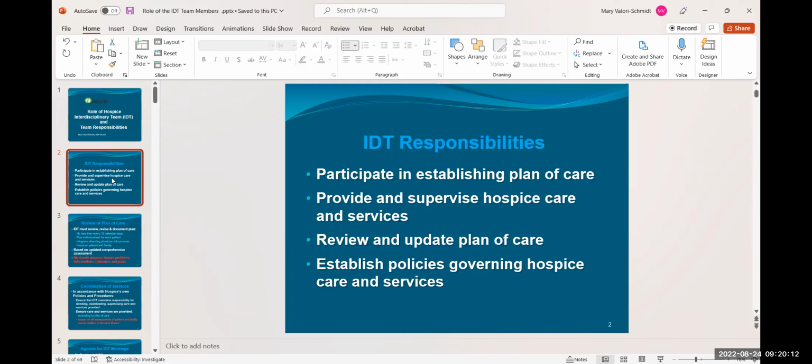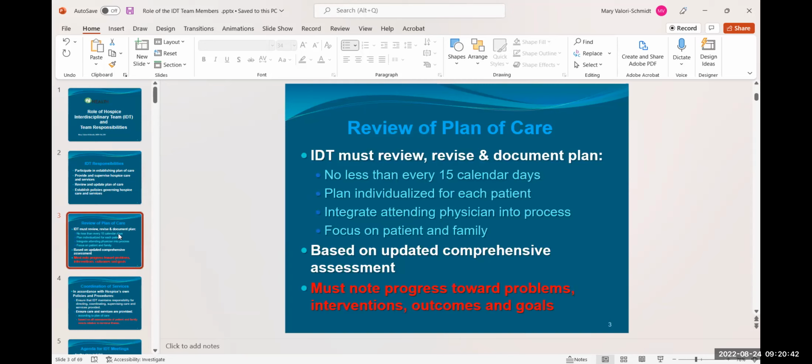That everyone participate in getting that plan of care together, that we provide and supervise whatever services and care that patient needs, that we review and update the plan of care, and any policies and procedures that govern the care and services we provide, if it's applicable. Let's say there's a new policy, then at the end of IDG, we would say, hey, there's a new policy. We want to make sure everyone's aware of it. Here's what it is, right? That's the time for that.